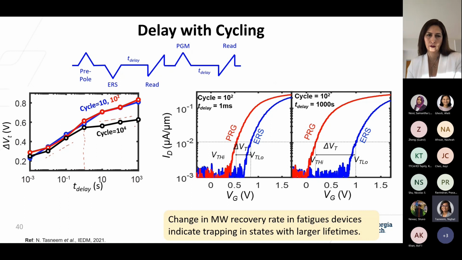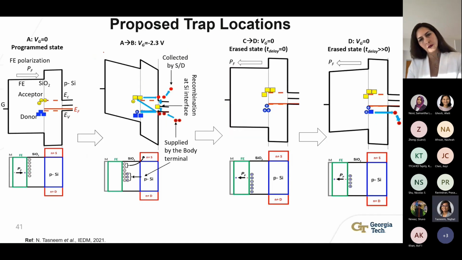So again, this indicates that with cycling, fewer and fewer traps are being neutralized, which means that additional charges are getting trapped into states which have a longer lifetime, which means they are away from the interface and deeper in the band gap. So the results from this experiment helped us to paint a qualitative picture of trap location and dynamics in FFETs with respect to the energy band diagram.